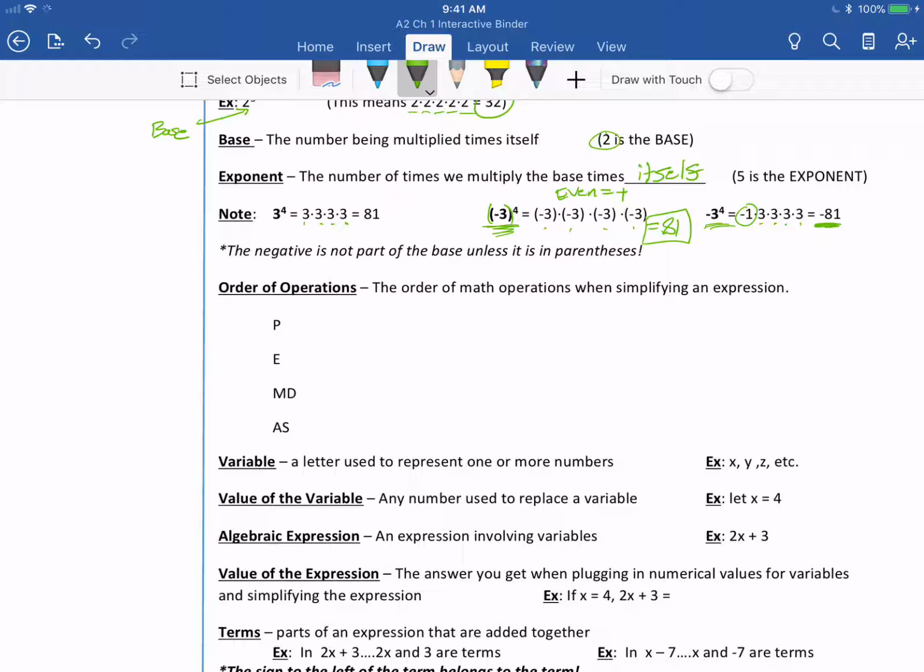The first thing that we always do is parentheses. Always do the parentheses first, whatever is inside those parentheses.